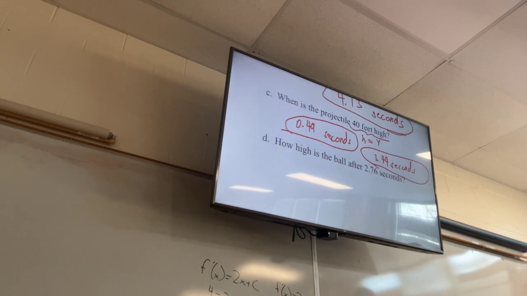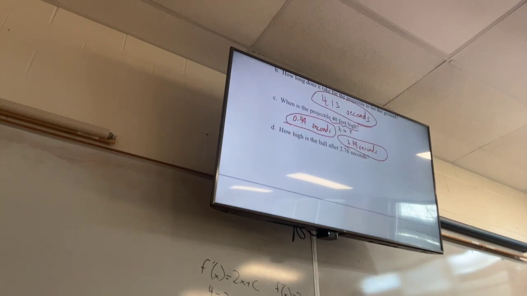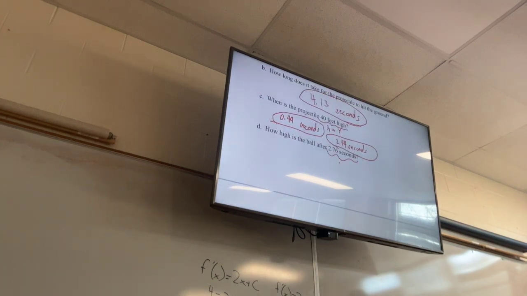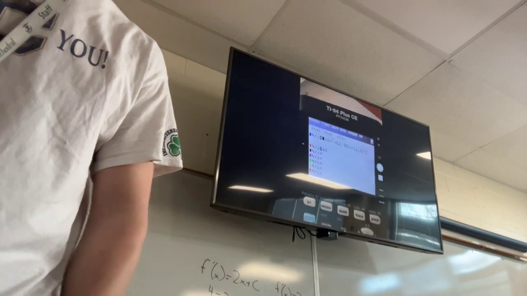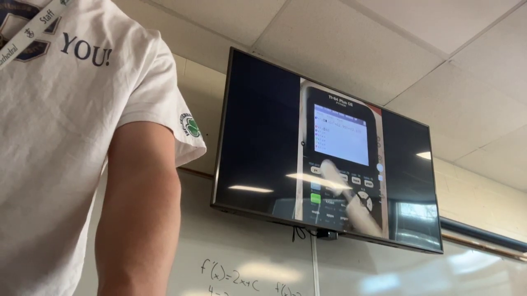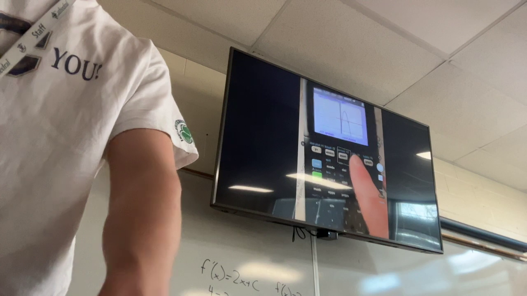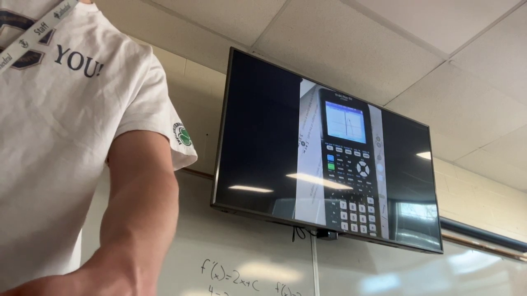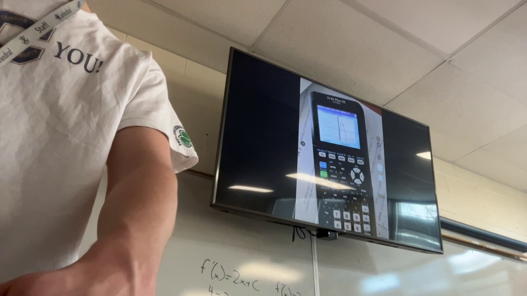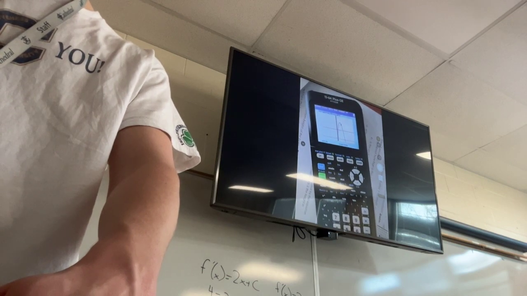And D, what did they give me now? Which variable did they give me? They gave me t, right, which in my calculator is just x. So how do I plug in 2.76 into the equation on my calculator? So I can go to my graph, I can hit trace, 2.76, enter. 64.74 feet.